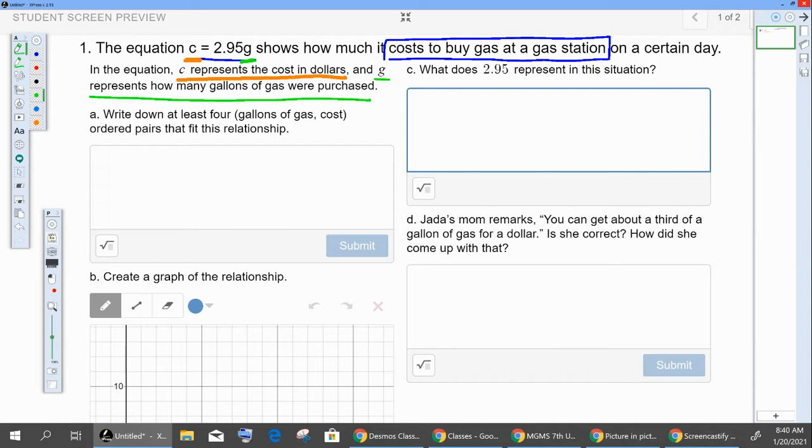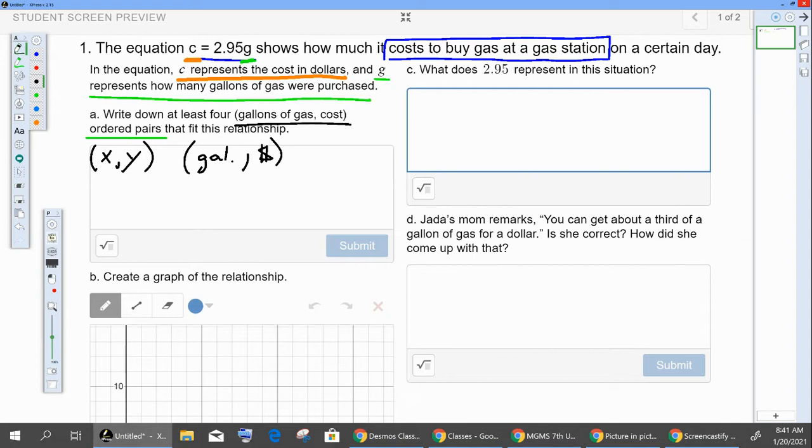It's like the multiplier. Okay, and so here it says write down at least 4 gallons of gas, cost, ordered pairs. Okay, well, ordered pairs, you should know that you learned that in 4th grade. And ordered pairs, which you would graph on a coordinate plane, are always written in X, Y. Right? Okay, and so it tells you what order to put it in right here. Gallons of gas, cost. So the X value is going to be the gallons, and the Y value is going to be the cost.